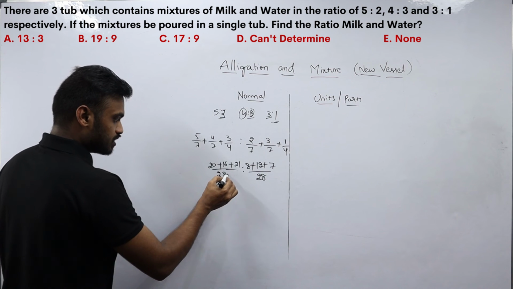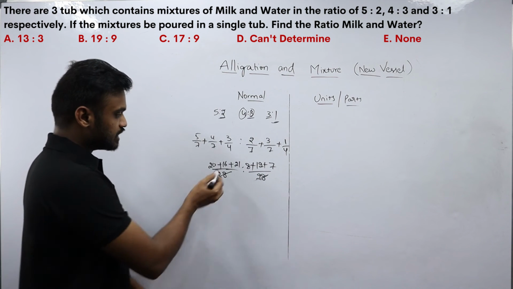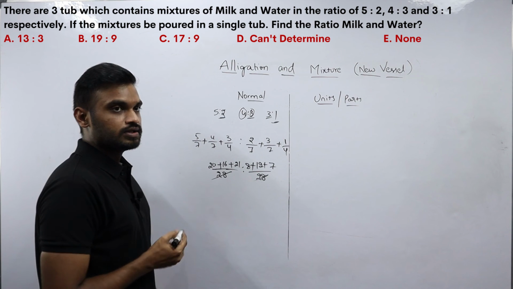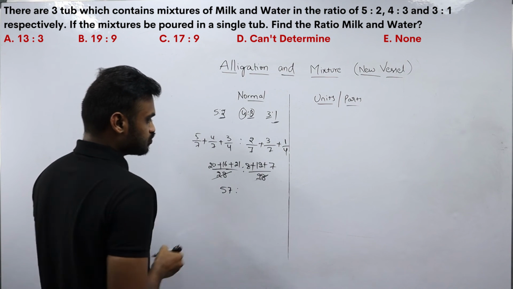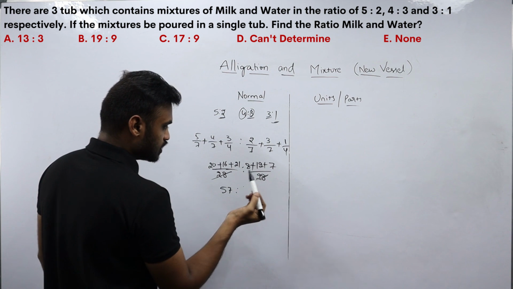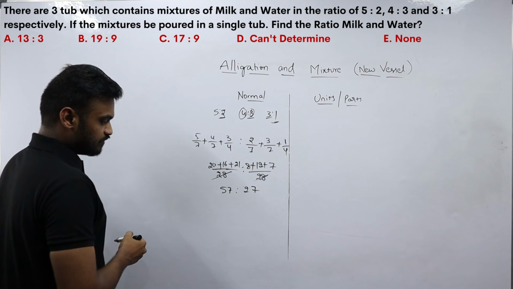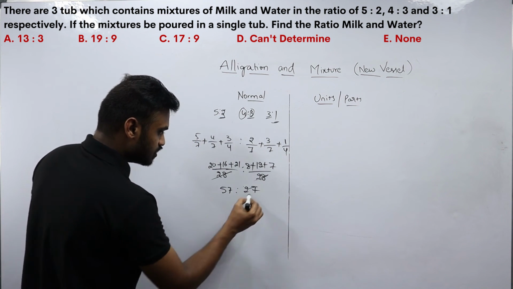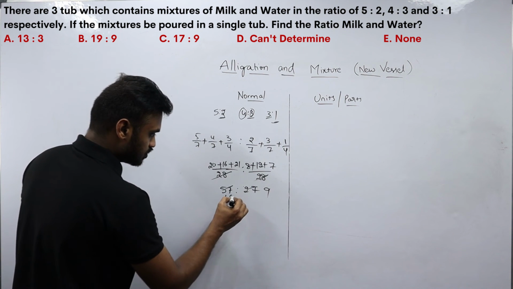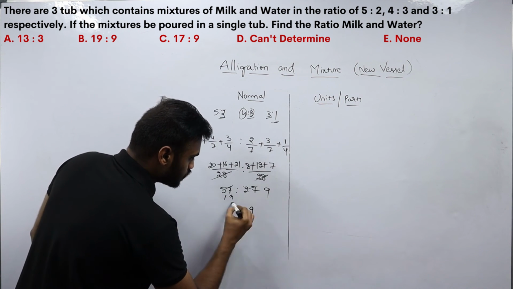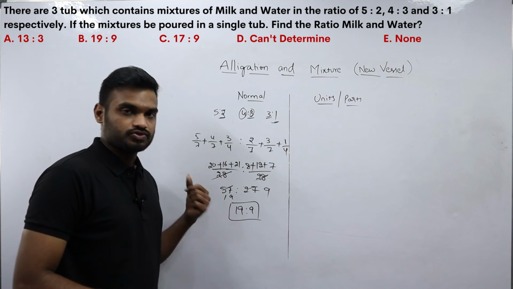Okay, I will cancel this 28 and 28 here. So we will get 20 plus 16, that is 36, and 36 plus 21, that is 57. So 57 is to 8 plus 12, that is 20, 20 plus 7, that is 27. If I cancel this, 3 9s are 27 and 3 19s are 57. So 19 is to 9. So the final ratio of milk and water in the new vessel is 19 is to 9.